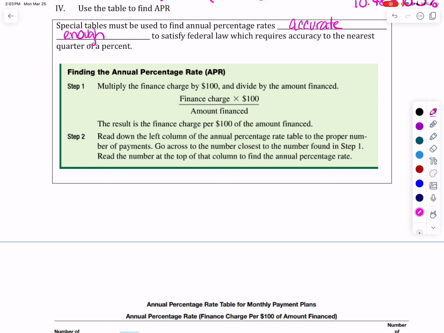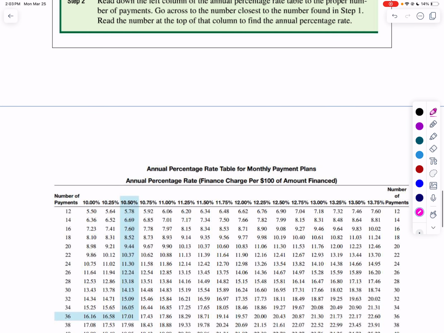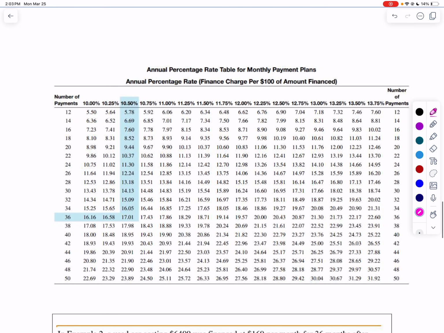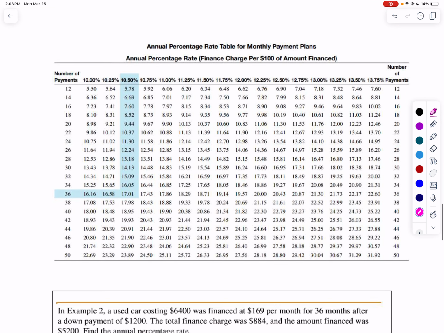So what we're going to be doing is looking at the finance charge times 100 and then dividing by the amount financed. That's going to give a finance charge per $100, where we will be able to go down this table, find the number of payments, and then find the number that's closest to that charge that we get. Okay, so we're going to use those previous examples that we did in the first video.